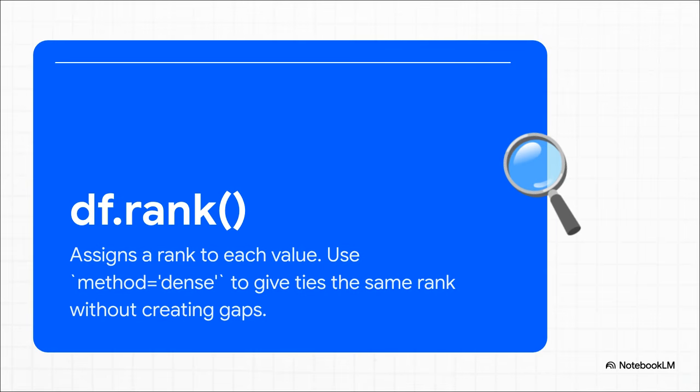Now, by default, if you have a tie, it can get a little weird, averaging the ranks. That's why the method equals dense option is so incredibly useful. It gives any ties the same rank but doesn't skip the next number. So you get a nice clean sequence like 1, 2, 2, 3.